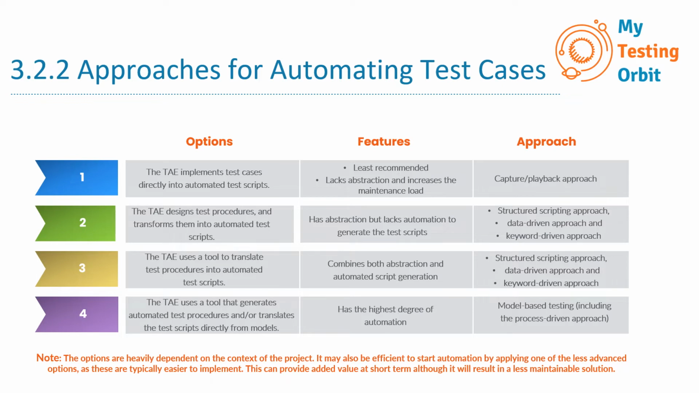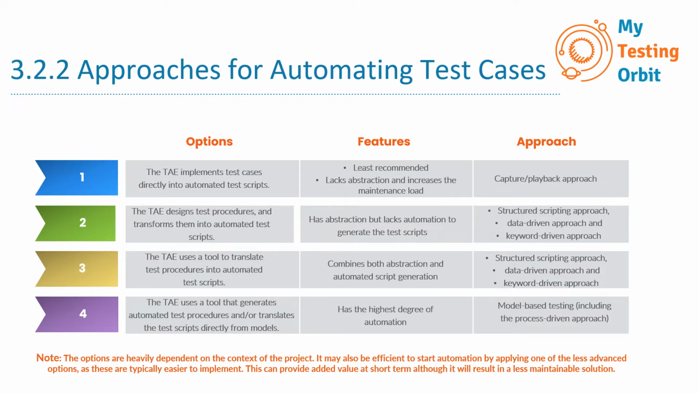Now if we look at option number 4, it says that it has the highest degree of automation. So if this is the ideal degree of automation, then why doesn't everyone just use this option? Why do some people go for the other three options? This is because we have to look at different factors. First of all, the context of the project. Maybe the project is very small and doesn't need the complexity of option 4.